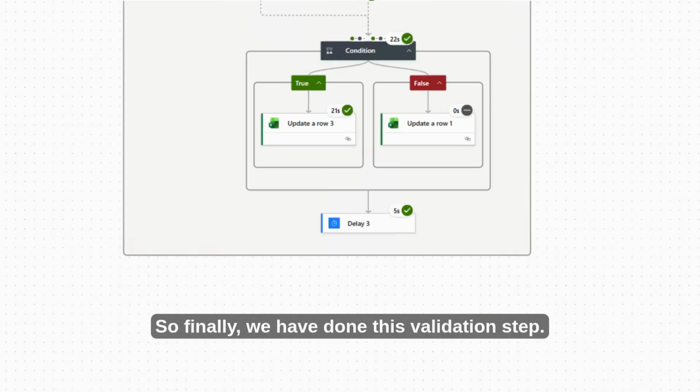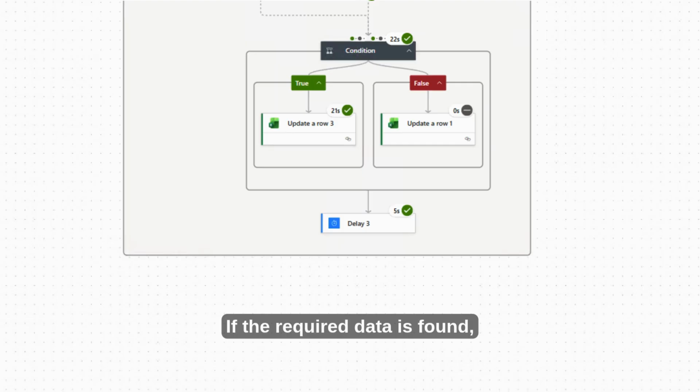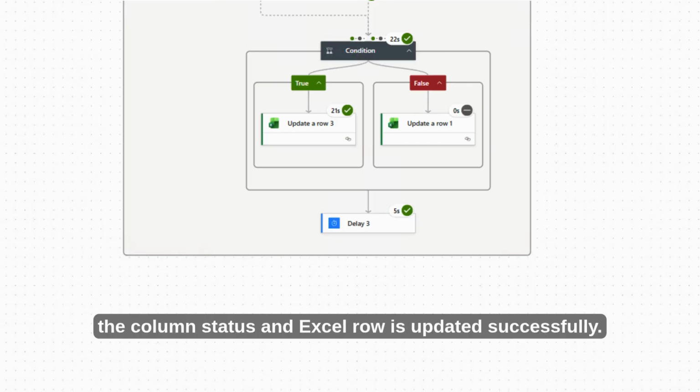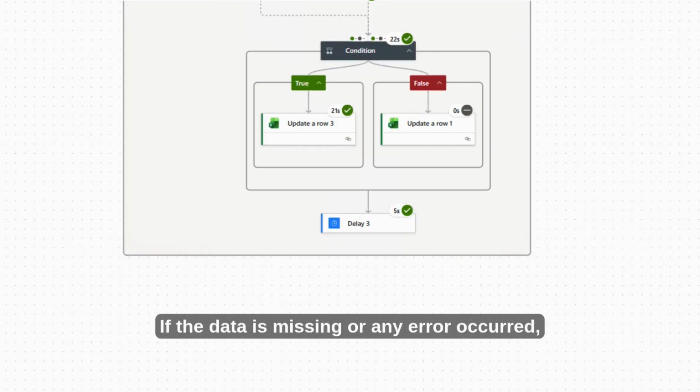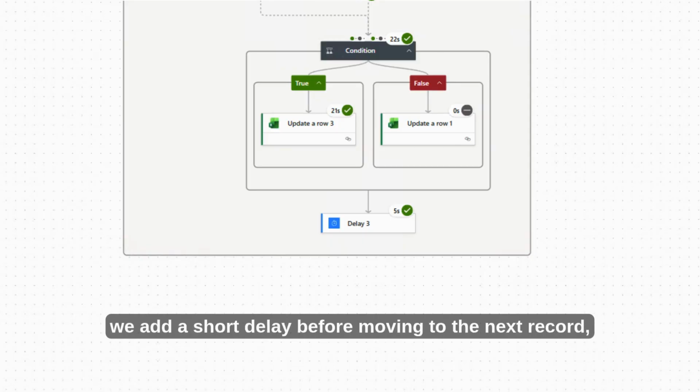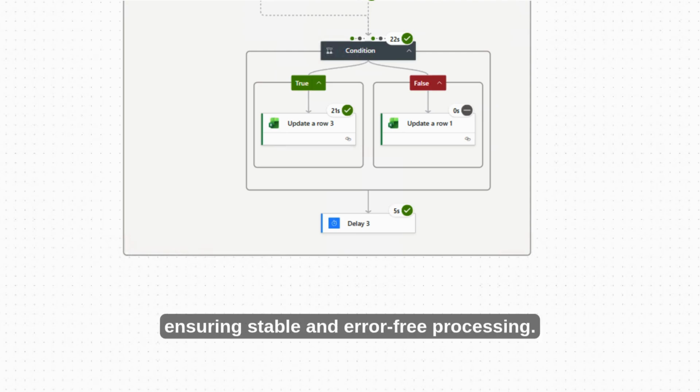So finally, we have done this validation step. If the required data is found, the column status in the Excel row is updated successfully. If the data is missing or any error occurred, an alternative update action is triggered. After that, we add a short delay before moving to the next record, ensuring stable and error-free processing.